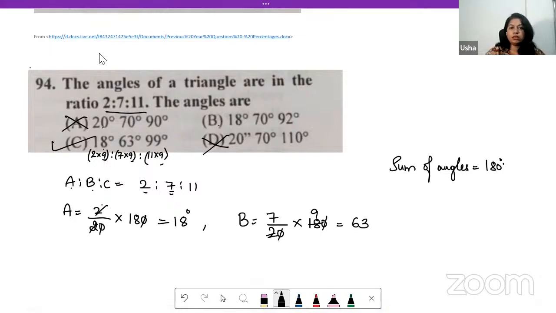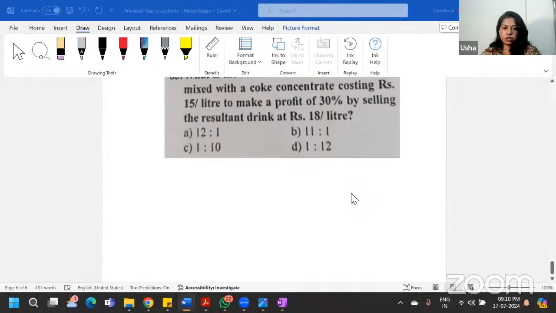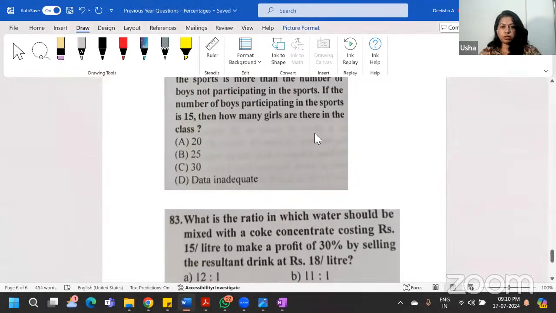Is this clear? So these are some of the questions that I have taken from the previous year's question papers. We still have some more questions, 2 more questions. Let me cover these questions as well.